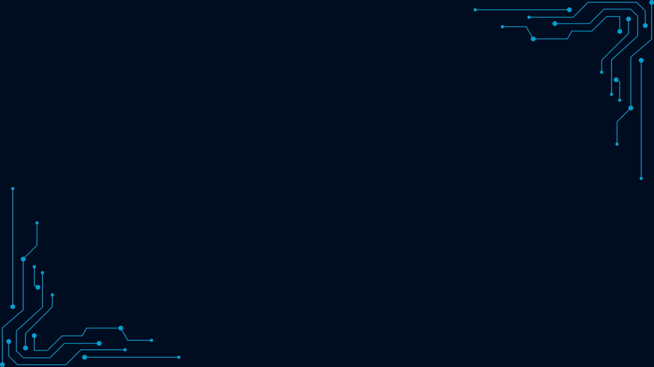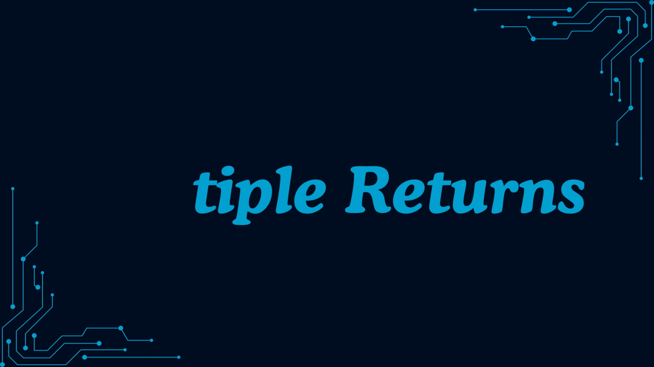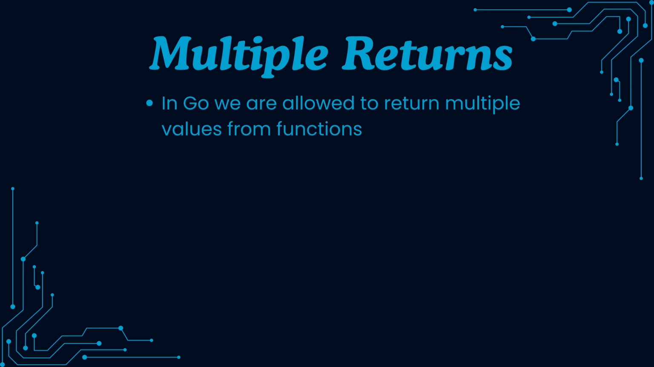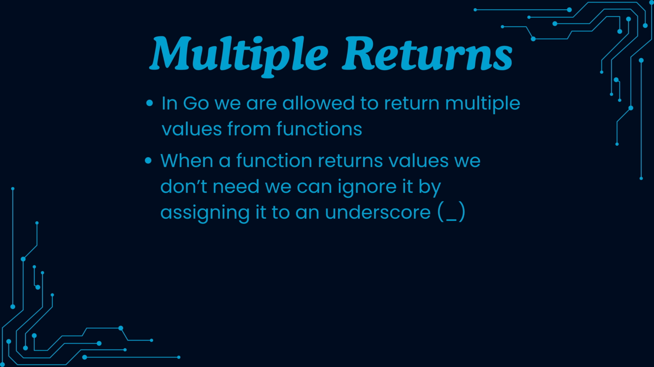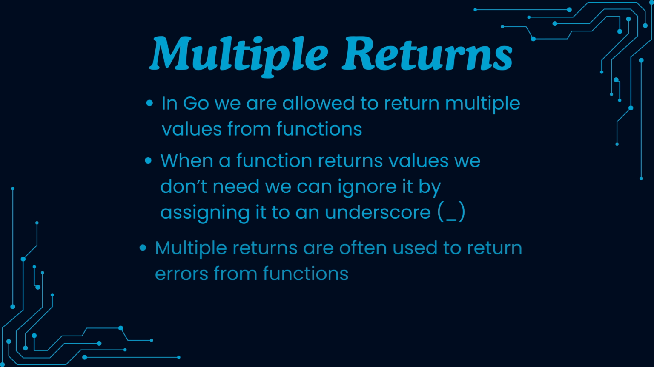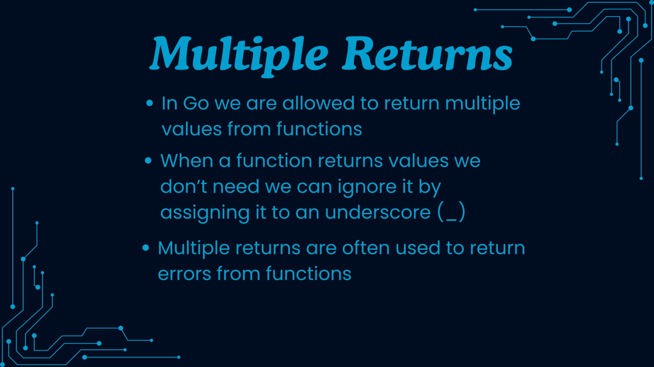sayHello function. Multiple returns. In Go, we are allowed to return multiple values from a function. When a function returns values we don't need, we can ignore it by assigning it to an underscore. Multiple returns are often used to return errors from functions. This feature often leads to patterns that are very different to other programming languages like Java or Python.